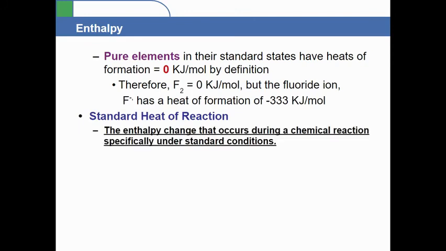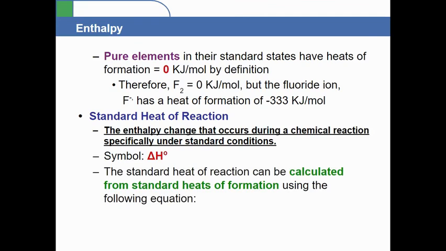Now, the standard heat of reaction is what we're going to be calculating. This is the enthalpy change that occurs during a chemical reaction, specifically under standard conditions. All right, and the symbol for that is the same as heat of formation, except that there's no little f. So delta H with a little degree. And again, the degree means standard conditions. So the standard heat of reaction can be calculated from standard heats of formation using the following equation.